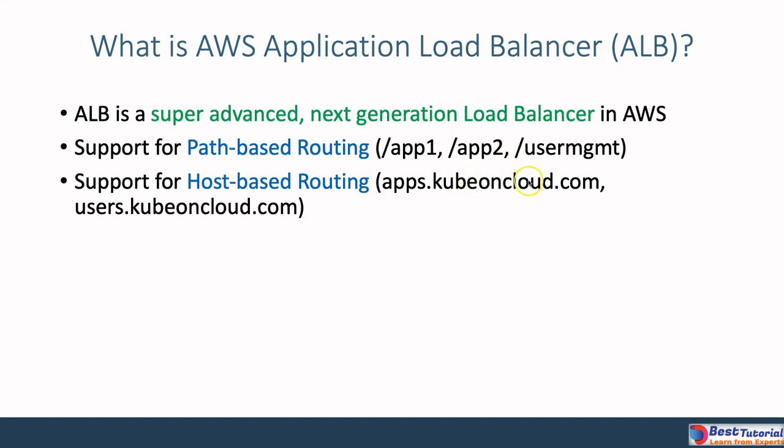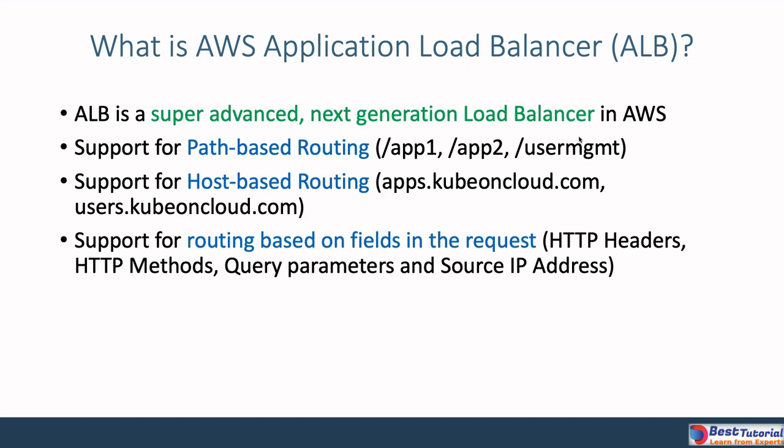Example, apps.kubencloud.com will go to applications, and users.kubencloud.com can go to user management REST services. So something like that. Okay, and next is support for routing based on fields inside the request, like HTTP headers, HTTP methods, query parameters, and source IP addresses.